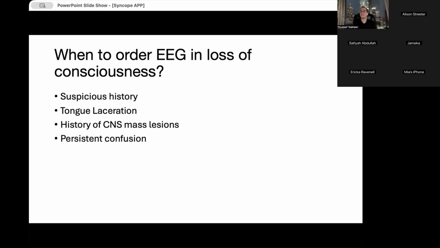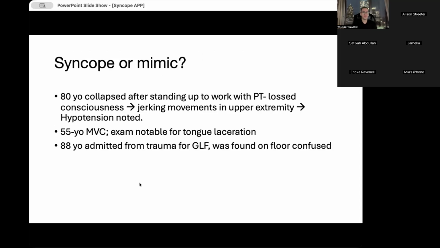So if they have all the features we described before, if they bit their tongue, if they have a history of brain lesions, or if they're persistently confused for a prolonged period of time, that's part of my workup. If they don't improve, then could they be having non-ictal seizures, sorry, seizures without tonic-clonic activity? So, anybody want to guess what the first case diagnosis was?